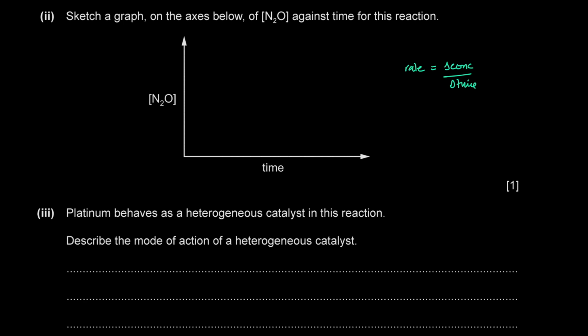Since it's a zero order reaction, the concentration will obviously decrease. Since it's a reactant, it'll decrease linearly over time like this. So we'll get a straight line like this, because the concentration decreases linearly over time. And the absolute value of the slope will be a constant, and that will be the rate. So we have a constant rate of reaction.